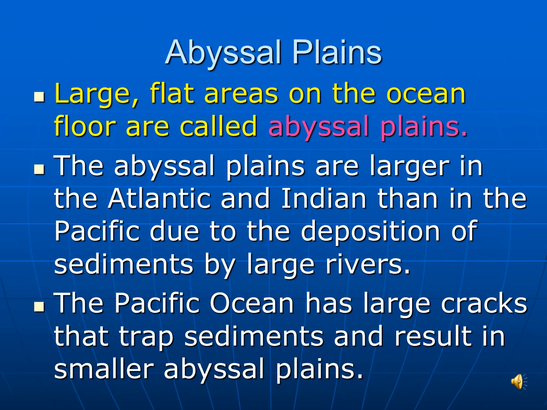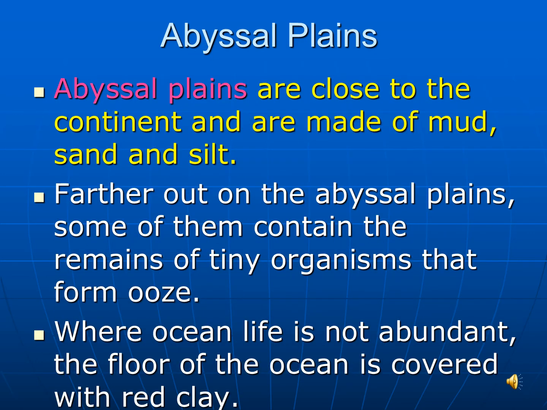So then we have to know about abyssal plains. These are large flat areas inside the ocean. They are larger in the Atlantic and Indian Ocean than Pacific because of the large deposition of sediments by large rivers. The Pacific Ocean has cracks that trap sediments that gives us smaller ones. These are actually close to the continent and are made of mud and silt. They have tiny organisms that form ooze. The life right here is not abundant in the abyssal plains.